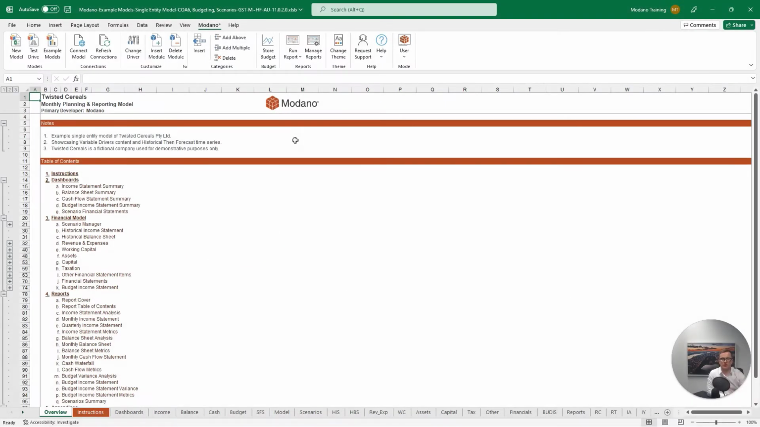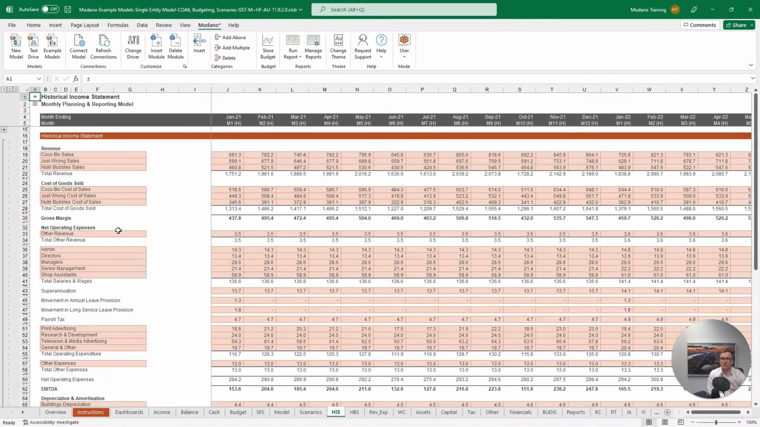Let's look at salaries and wages. Now, when we first bring your historical salaries and wages information into your financial model via your accounting package, it's brought into the historical income statement into the salaries and wages section. In this example, we have 5 categories of salaries and wages information, with this currently being split out by the job level of employees.